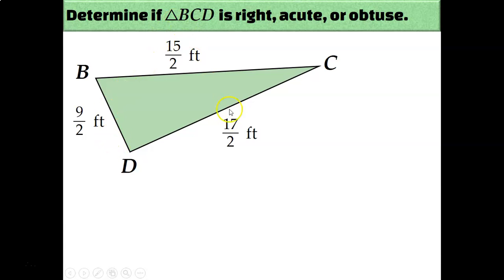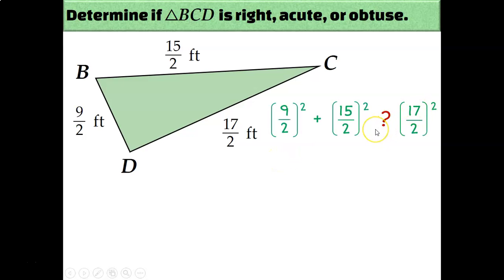It might look scary because we have fractions, but luckily all of these fractions have the same denominators, so when we're identifying which side must be c, which side is the longest side, you can just find the side that has the biggest numerator. So 9 halves and 15 halves would have to be a and b, and 17 halves, because it's the biggest, would have to be c. So I'll write this equation, again leaving a question mark instead of an equal sign, or a less than or a greater than, because we don't know what goes there yet. I've got 9 halves squared plus 15 halves squared and 17 halves squared.